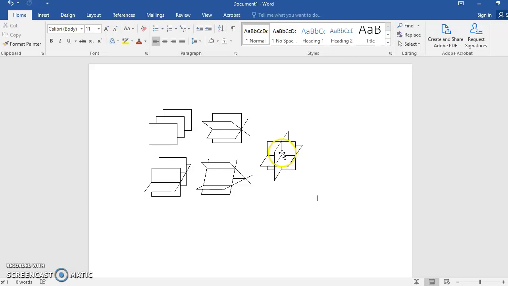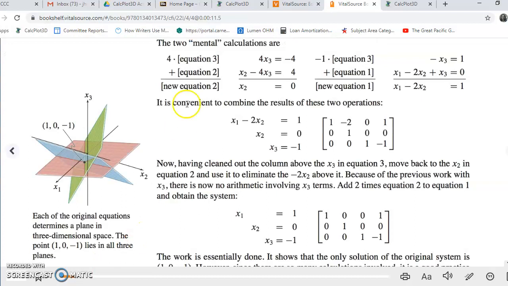Okay, that's the point. You could also have three planes such that not all three intersect at the same time. Two of them could intersect, but not all three. And the same way here, not all three intersect simultaneously. So there's a lot of little stuff going on. Okay, back to the book.